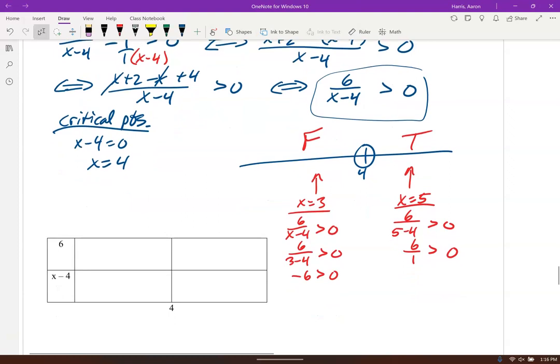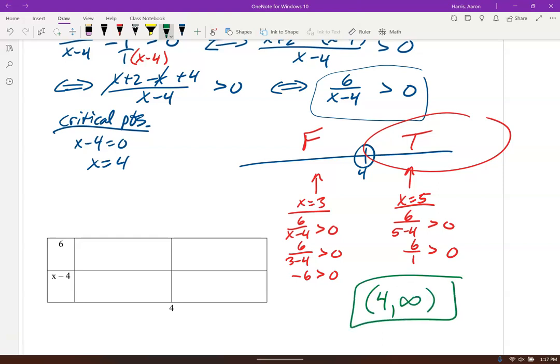So our solution set is just from 4 on. It can't include 4, but we can go on after that. All those will make the original inequality true.